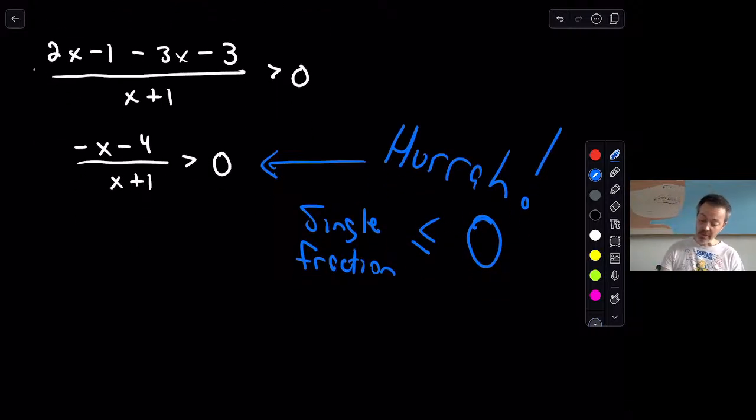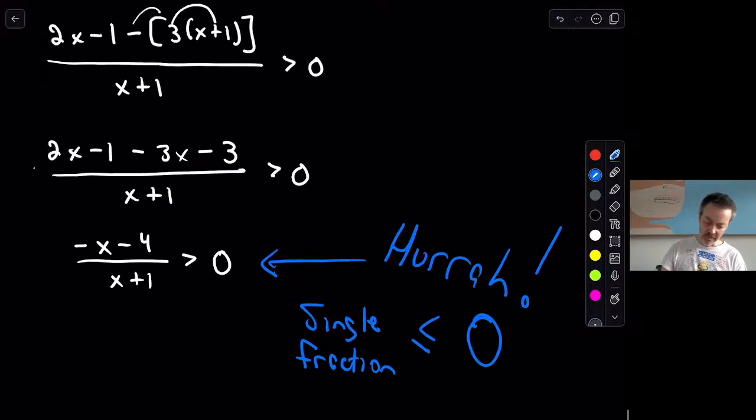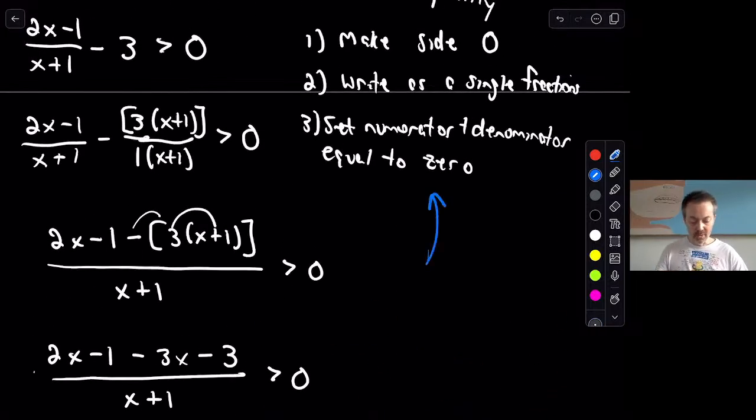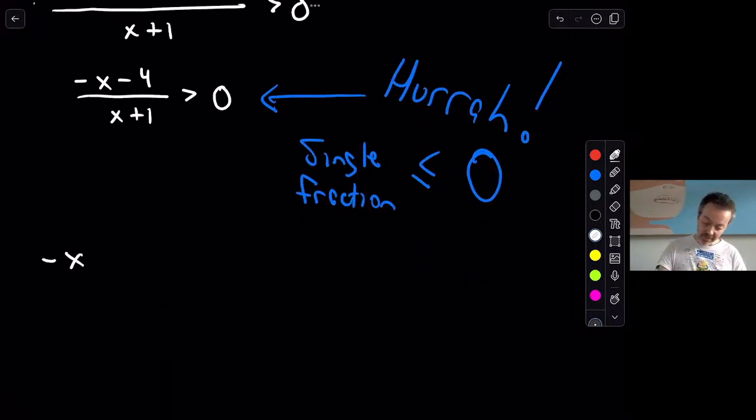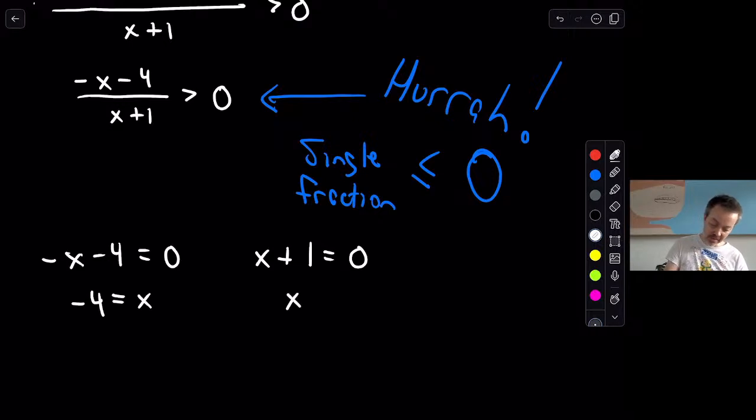And now what we do is we set the numerator equal to 0, and set the denominator equal to 0. I should write one more thing in my recipe, because then it turns into all those last problems: we just use test points. That's all we do. It just turns back into the other stuff. So negative x minus 4, let's set that equal to 0. x plus 1 equals 0. It looks like for the first one I could add x to both sides. That would give me negative 4 equals x. And I could subtract 1 from the second one. Those are my values.